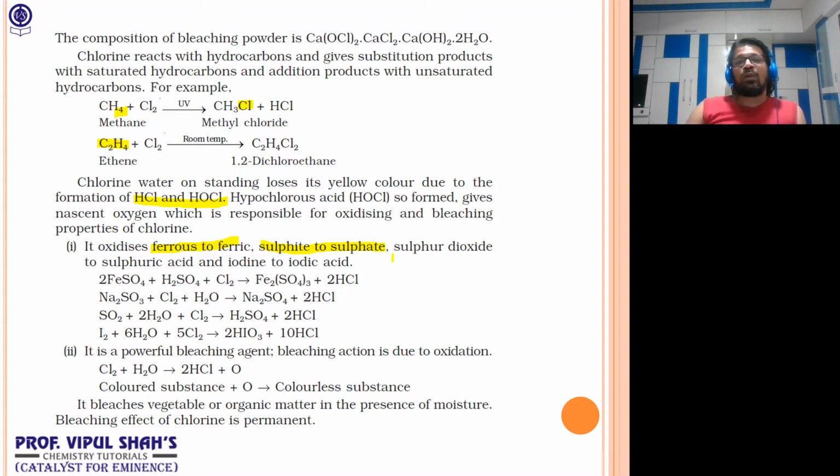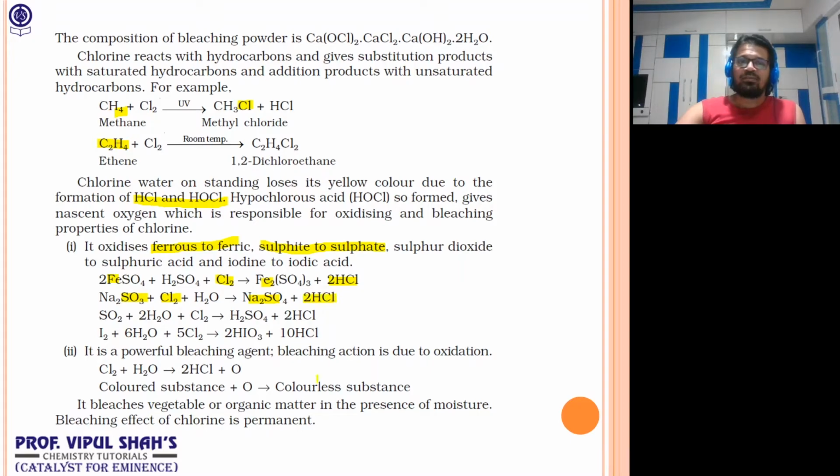Sulfate, SO4 2-, sulfur becomes +6. Then sulfur dioxide to sulfuric acid and iodine to iodic acid. So look at that: ferrous sulfate is oxidized to ferric, and chlorine is reduced to HCl. Same way, sodium sulfite is oxidized to sodium sulfate and chlorine is reduced to HCl.